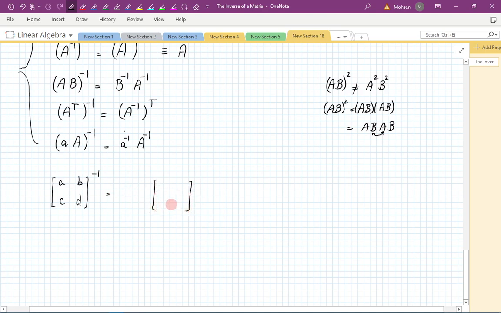We get these two entries exchange their place. This becomes D, this becomes A, and these two become the negative of whatever they are at the beginning, so it becomes minus B, minus C. Then all of these entries are going to be divided by a very special number, and that number is the product of these two, AD, minus the product of these two, BC. The creature that you see here is going to be with us for the remainder of the semester.